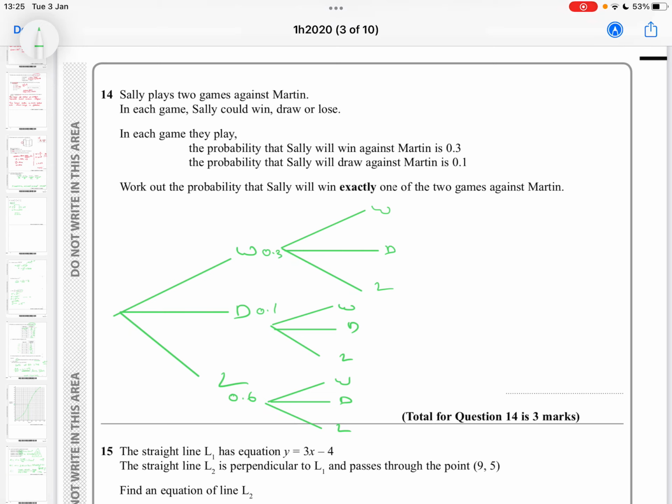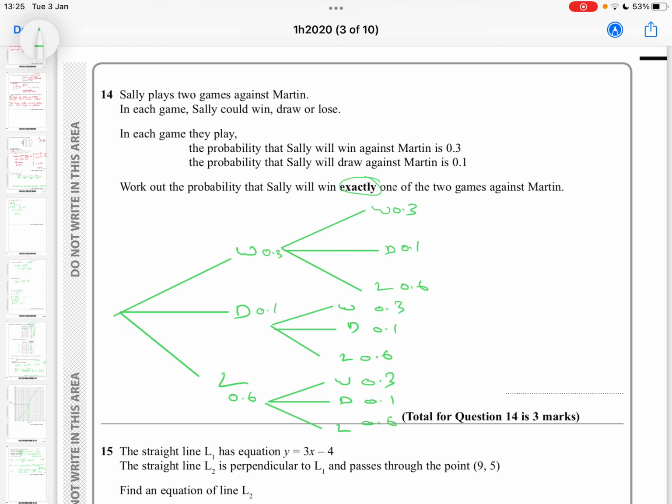So work out the probability that she wins exactly one of the 2 games. Okay, so each one's independent. That means I can fill in the rest with exactly the same probability, 0.6. Okay, right, so the question wants to know the probability that she wins exactly one of the 2 games. So exactly one, so she doesn't win 2.